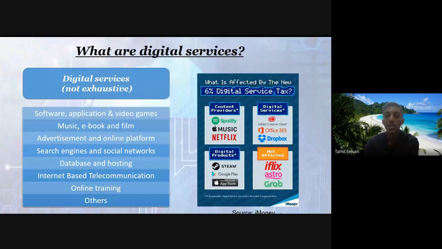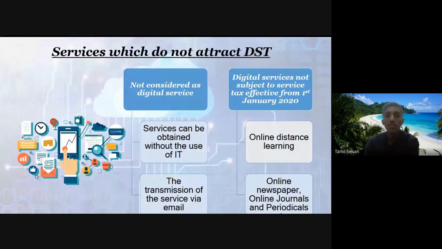Who are not affected are our local digital service providers such as Grab and Astro, because they are already subject to tax under SST. So some services do not attract DST. Services which are not considered digital services are services that can be obtained without the use of IT and the transmission of services via email. For example, if you receive any design or prototype from your client overseas via email, that won't be considered a digital service and won't be subject to DST.